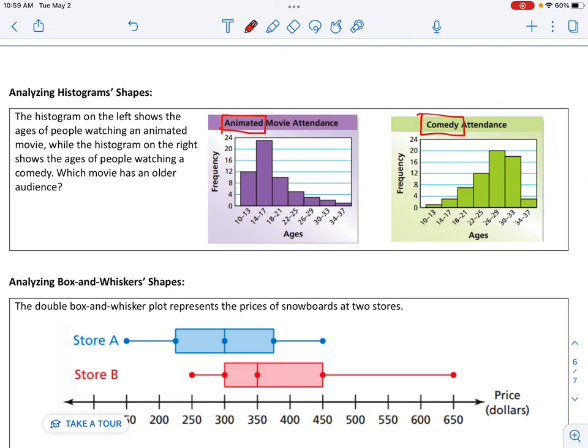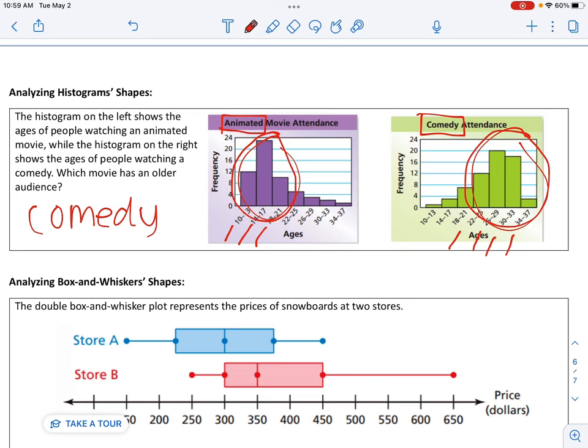Okay? So you can see on the animated movie, most of the data is on the left side. So that's 10 to 13-year-olds, 14 to 17-year-olds, 18 to 21-year-olds. Okay? Whereas the comedy movies on the right side, most of the data is on the right. So that means most of the people coming to watch the comedy movie are 22 to 25, 26 to 29, 30 to 33, and 34 to 37. Okay? So the comedy movies have more of an older audience than the animated movies. So we would write comedy.